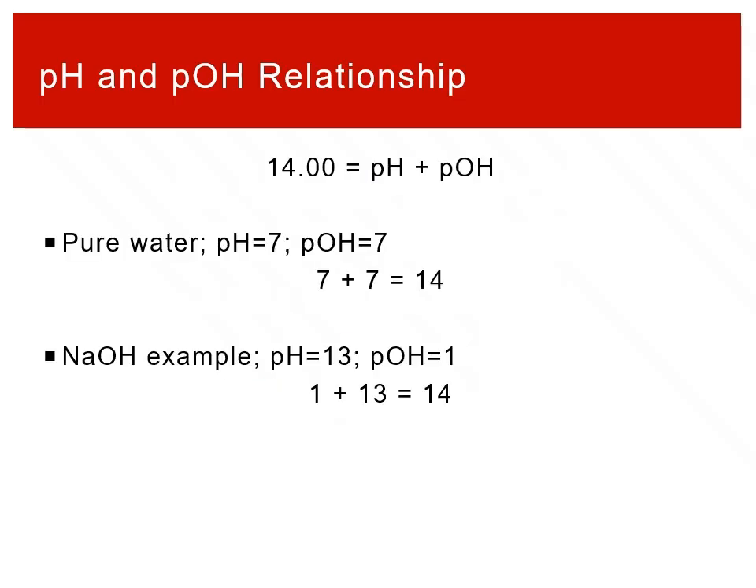For pure water, they're both 7. They add up to 14. For the NaOH example we did, pH was 13, pOH was 1. They add up to 14. They will always add up to 14. And so if you know one, you inherently know the other, because 14 minus pH gives you the pOH.